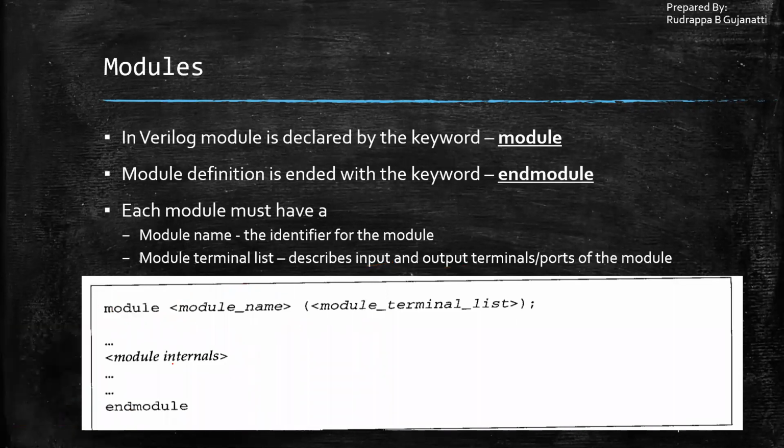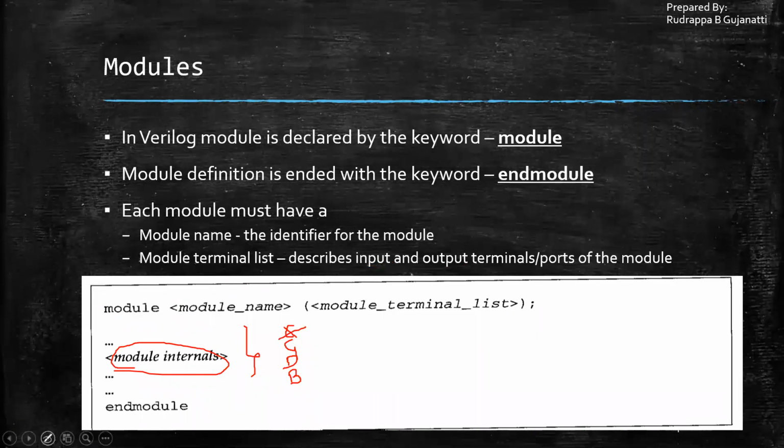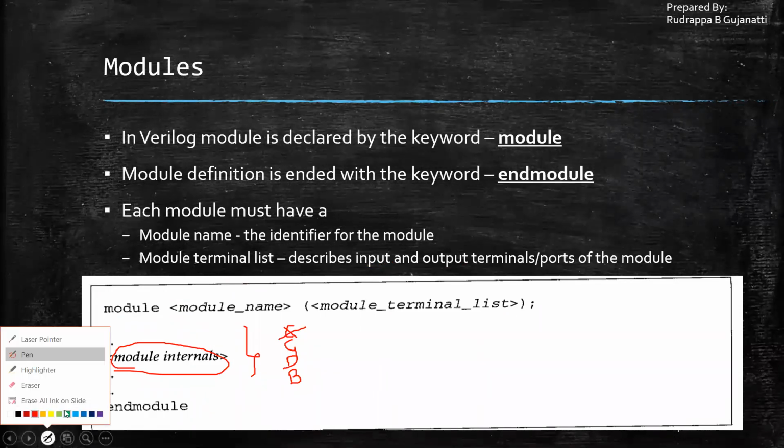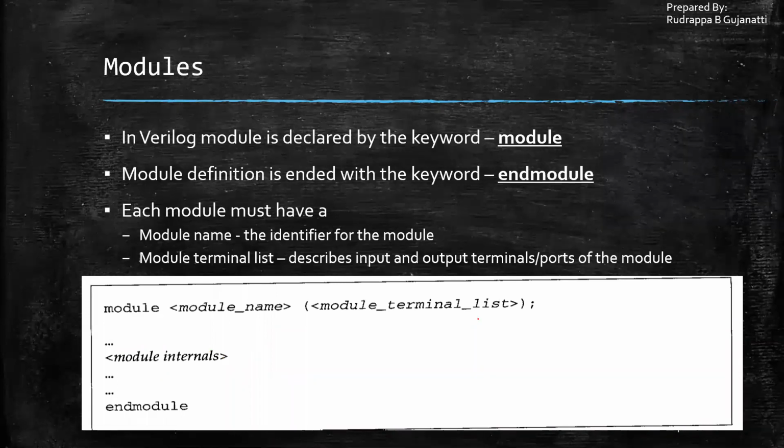So what can we use in module internals? It can be at any level. It can be at circuit level, gate level, data flow level, or the highest level, that is the behavioral level of abstraction. Generally, circuit level or switch level is rarely used. The other three are used regularly.